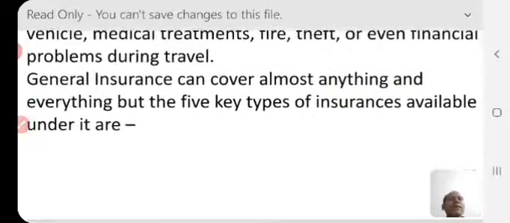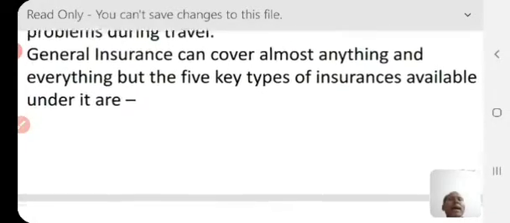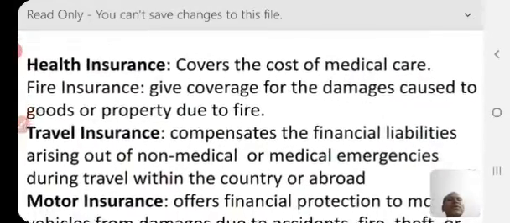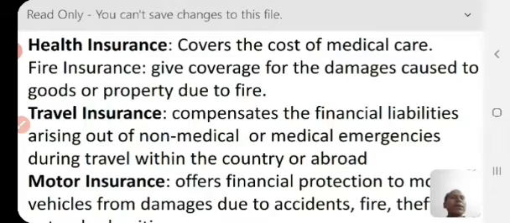General insurance can cover almost anything and everything, but the 5 key types of insurance available under it are, the major insurances are, health insurance. It covers the cost of medical care, the expenditure of the medical.